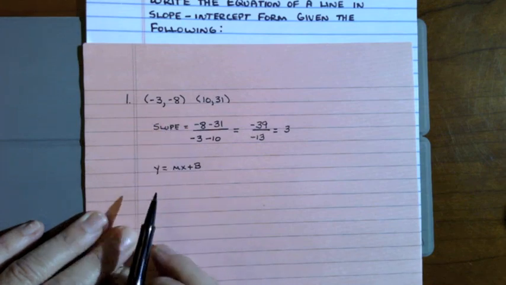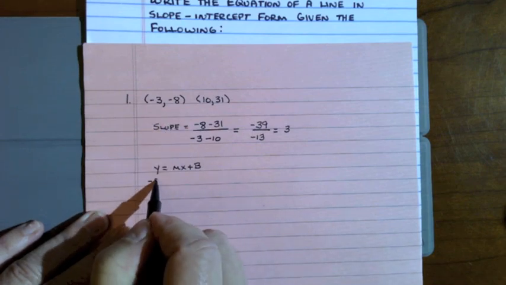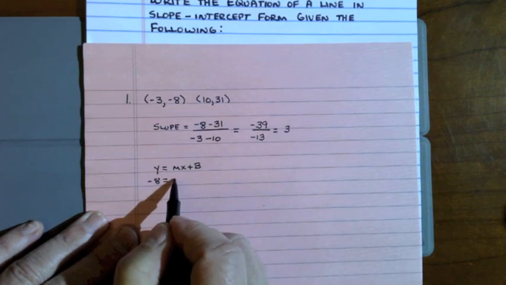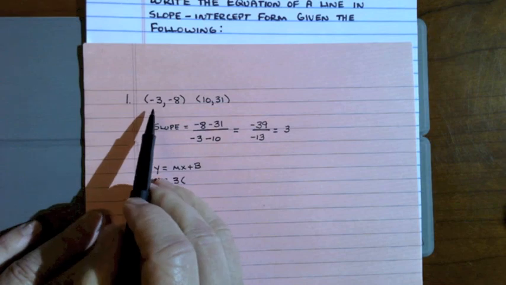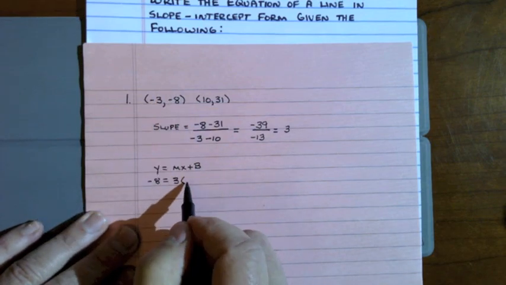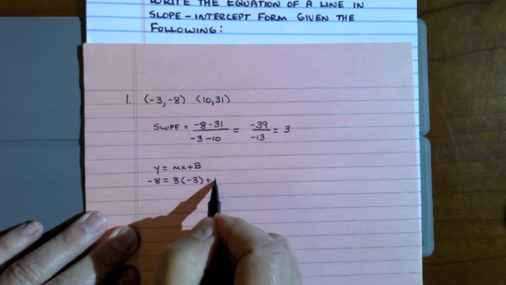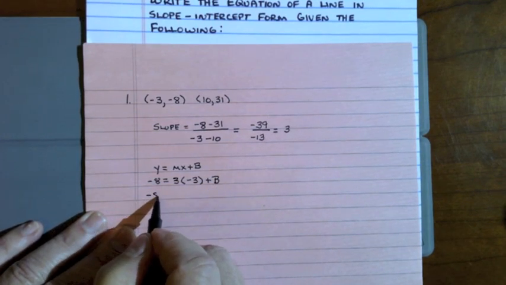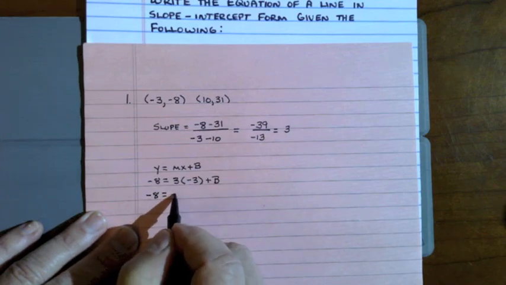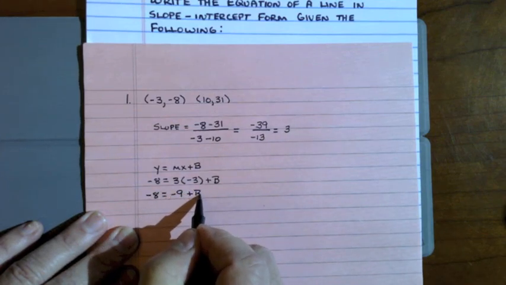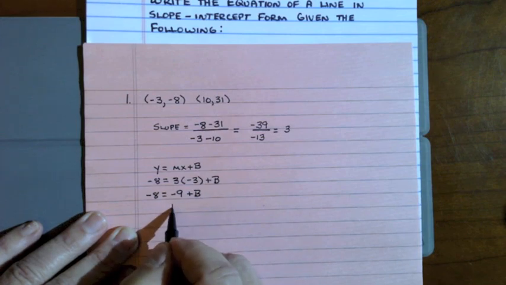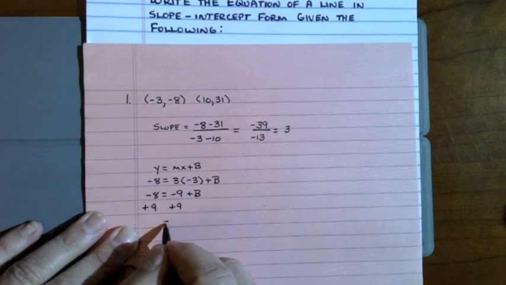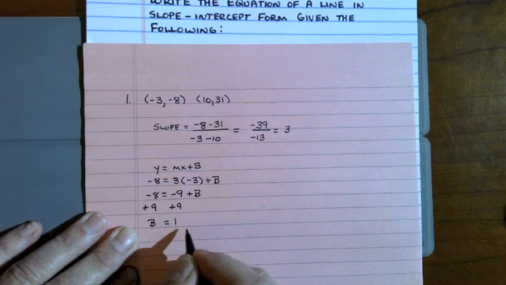So what's the y for this first point? -8 is equal to, m represents the slope, we figured that out right here, times the x, remember I'm using this first point, plus b. The b represents the y-intercept, that's what I'm about to find out. -8 is equal to 3 times -3, -9 plus b. I need to solve this for b. Add 9 to both sides. -8 plus 9, 1. The y-intercept is 1.